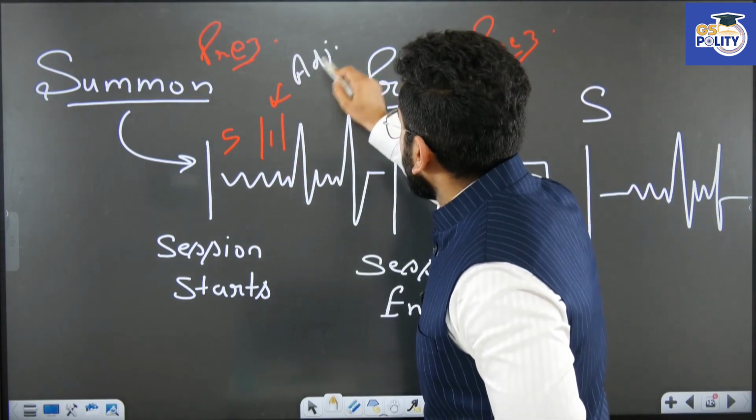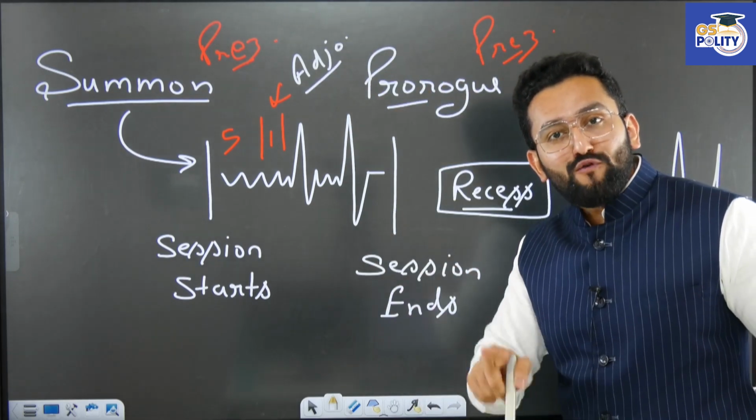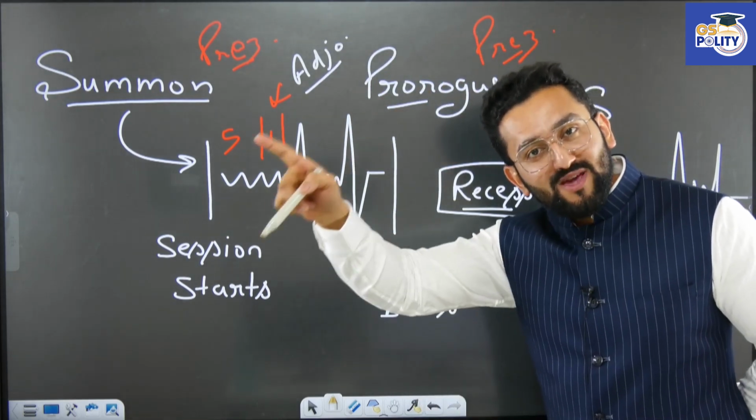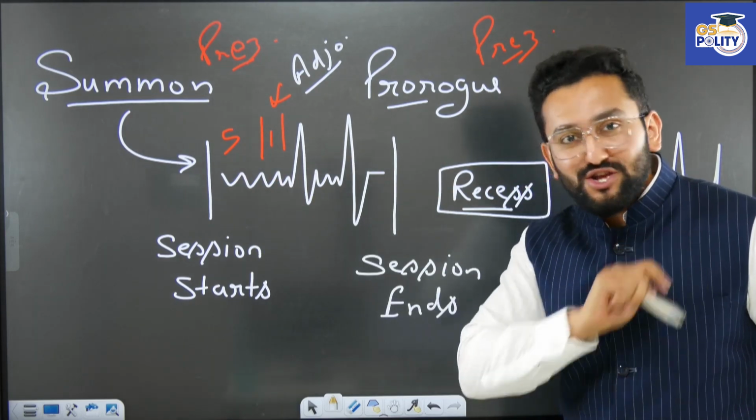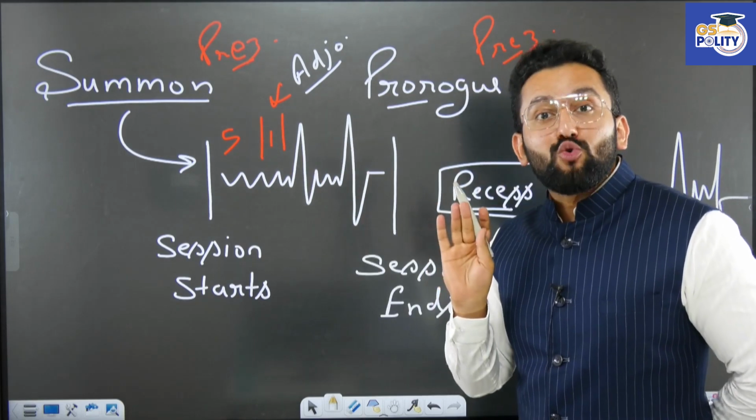Adjournment. Okay, and who does that? Presiding officer of house. In Lok Sabha, speaker. In Rajya Sabha, chairman. Okay, so within that, what is happening? President is not having any role.